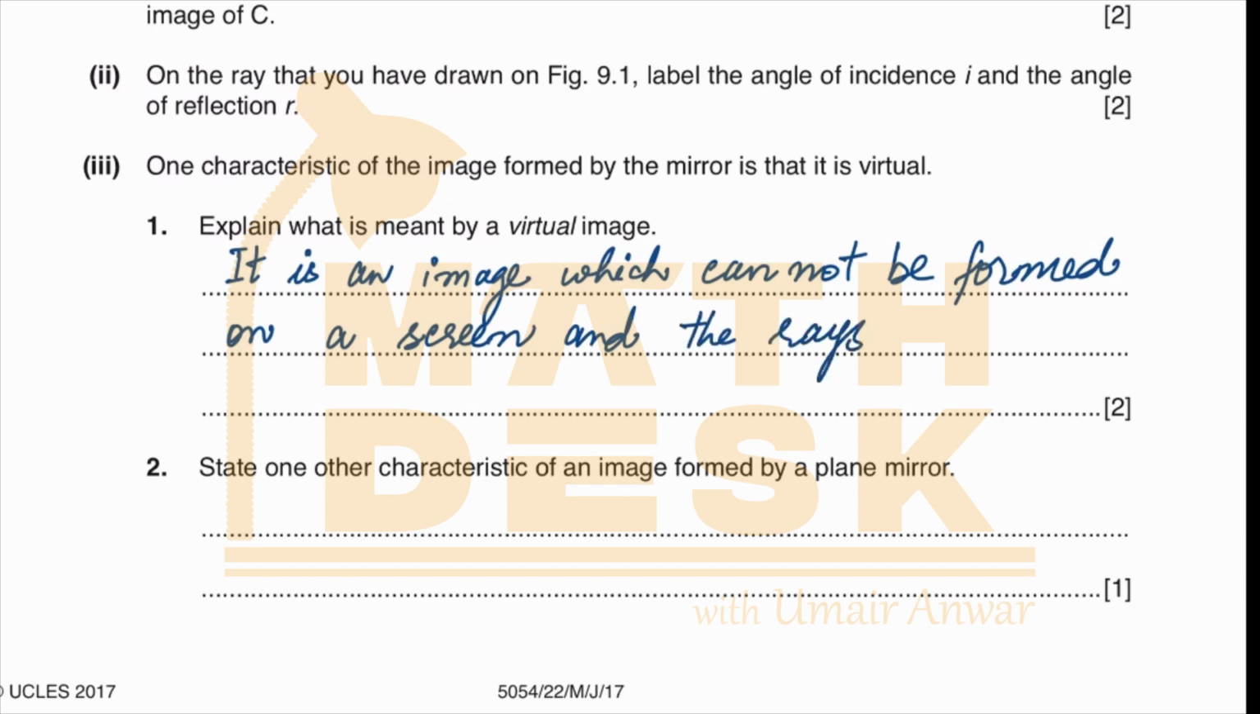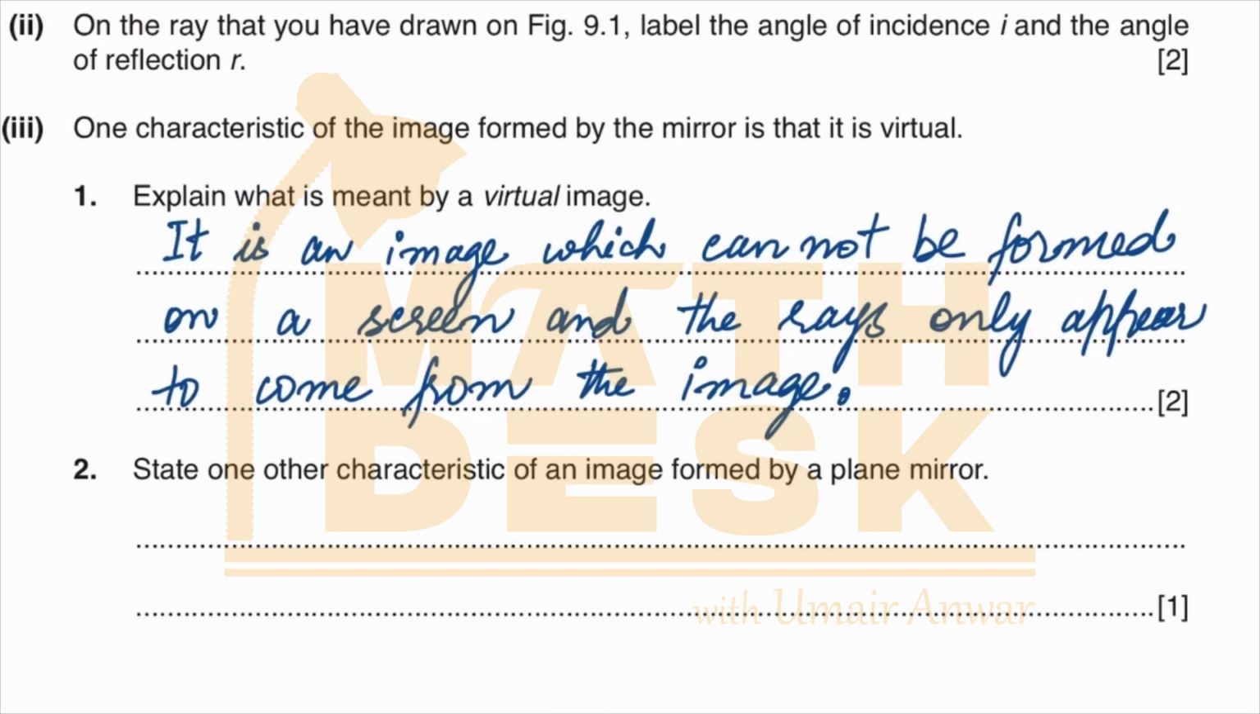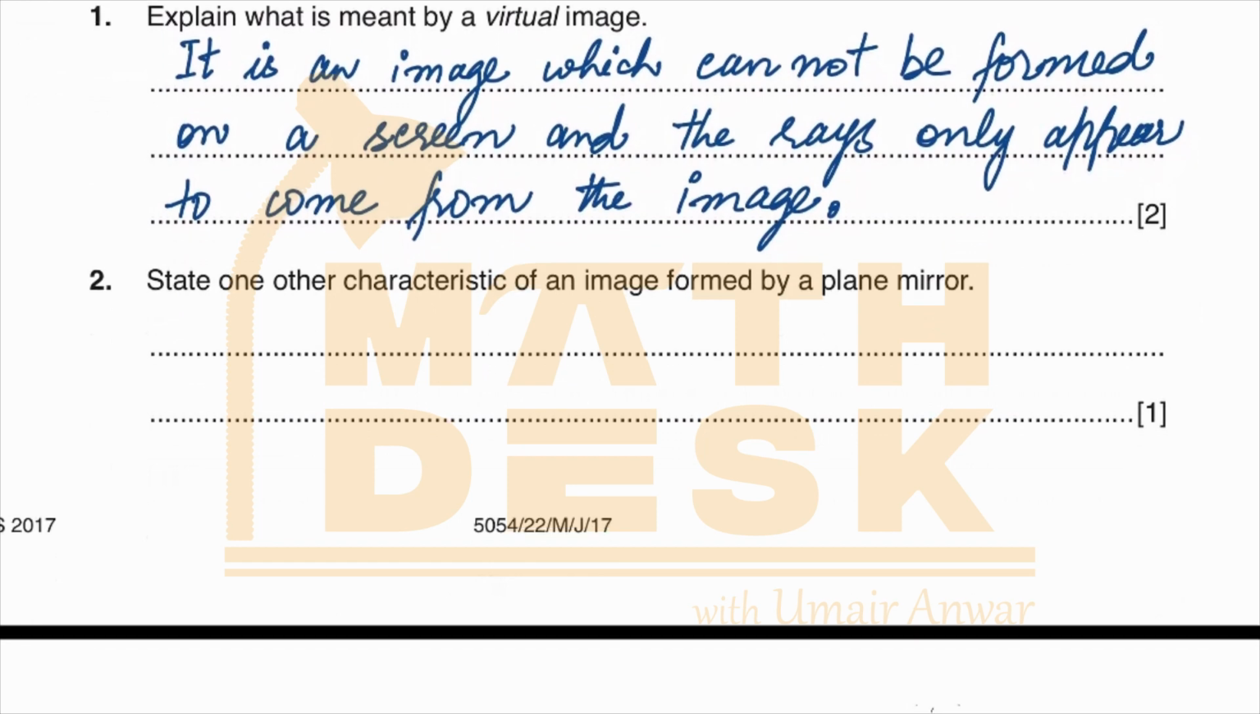and the rays only appear to come from the image, they do not actually come from the image. So we know that the ray, when extended backwards, it looks as if they are coming from the image to the observer, and in real, nothing is coming and no image exists there from where the rays are coming.